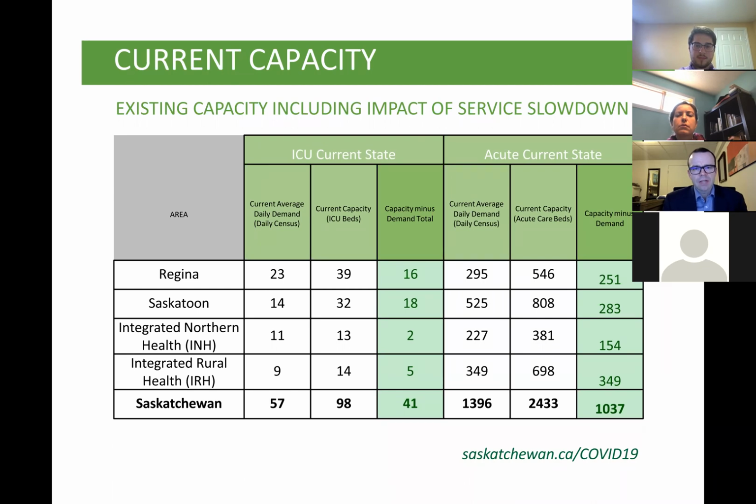And just drawing your attention to the ICU numbers. So we currently have capacity beyond what we need for a current average daily census of 41 ICU beds. And likewise, on the acute side, we have just over 1,000 beds capacity available beyond what we're actually using to address our average daily census. Next slide, please.